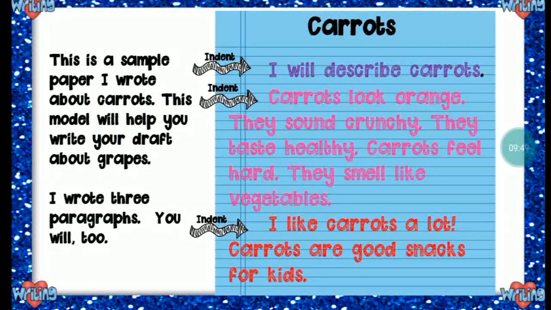Now, this is my own description. I described carrots. You can see that I started with my topic. This is carrots. This is a sample paper I wrote about carrots. This model will help you draft your own about grapes. I told you before, I wrote 3 paragraphs. And you too, you will write 3 paragraphs. Okay, let's go. The first one was, I started with the beginning sentence. I will describe carrots.